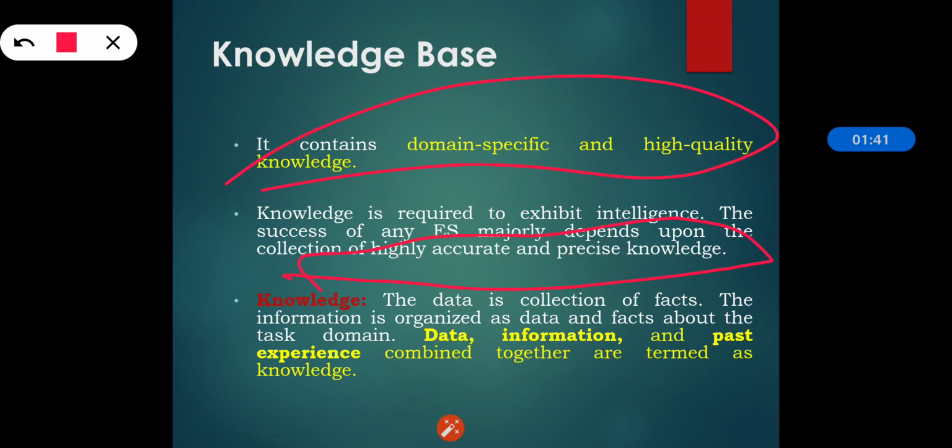In short, knowledge is nothing but information which has meaning. We have raw data, and when that raw data has meaning, that is called knowledge. The data is a collection of facts, the information that is organized as data and facts about the task domain. So data, information and past experience combine together to form knowledge. Knowledge is a collection of data, that is, meaningful data. That meaningful data is called information, and together with past experience, all of that comes under knowledge.